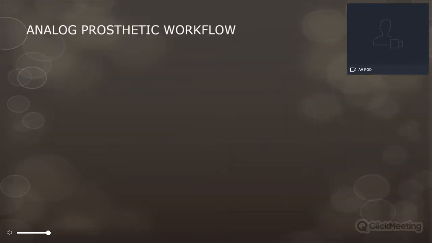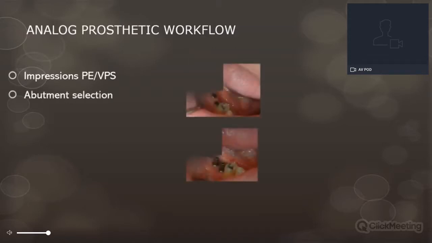When we consider the analog prosthetic workflow, usually it involves impressions, either with a polyether rubber or vinyl polysiloxane. And we all know that when we do take these impressions, we sometimes have issues with undercuts. There's nothing worse than having to retake an implant impression in a difficult undercut situation.